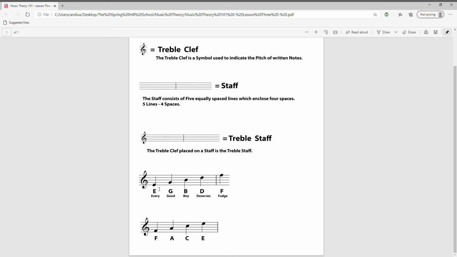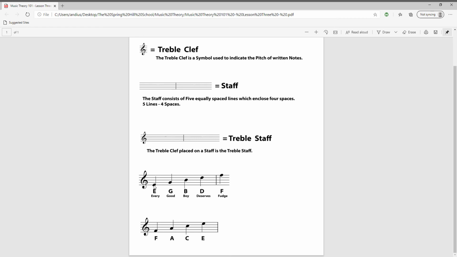The first line in the treble staff is an E. The second line, going up one line from the bottom, is a G. The third line is a B. The fourth line is a D. The fifth line, which is the top line, is an F.